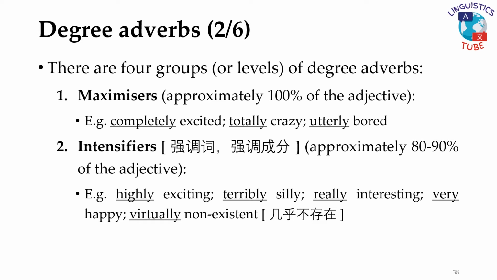The next level is called intensifiers. Very approximately, these adverbs convey 80 to 90% of the adjective. In other words, these adverbs show that the meaning of the adjective is around 80 to 90%. Some examples include highly exciting, terribly silly, really interesting, very happy, virtually non-existent. You may not have previously seen virtually in this context, but it is definitely an intensifier here.